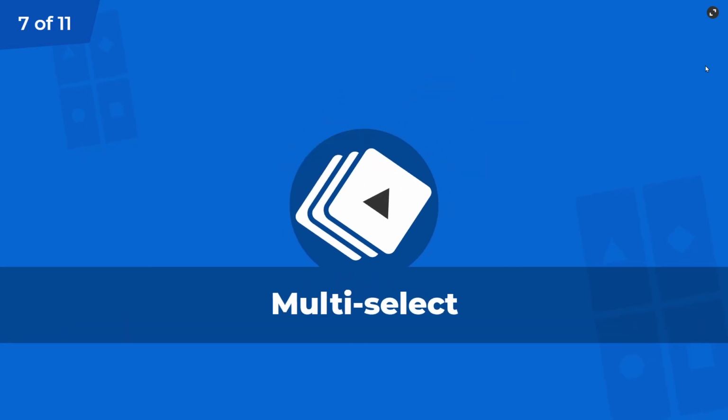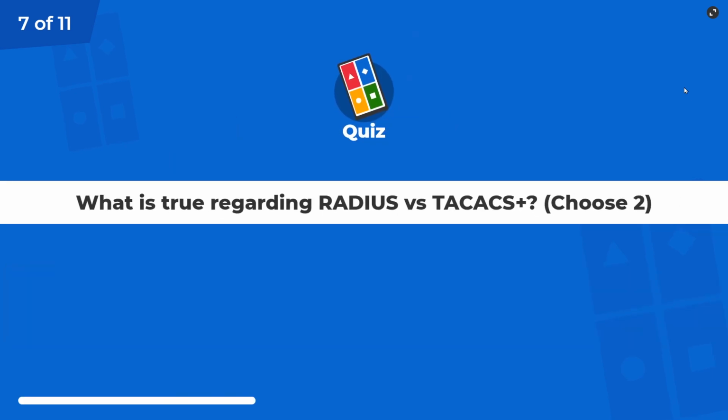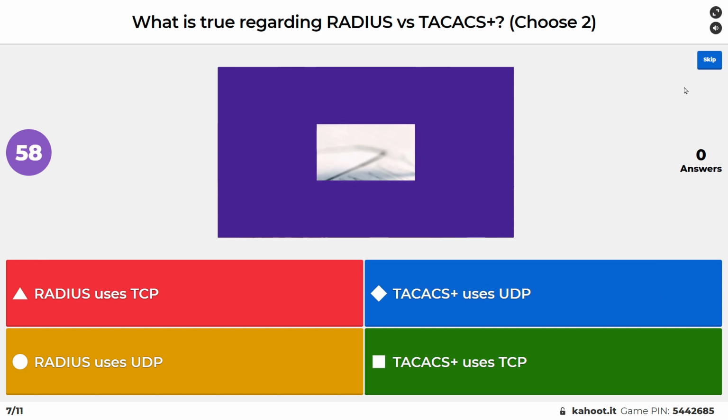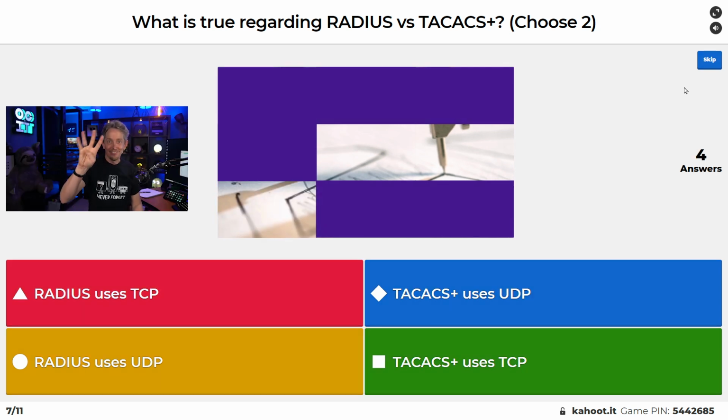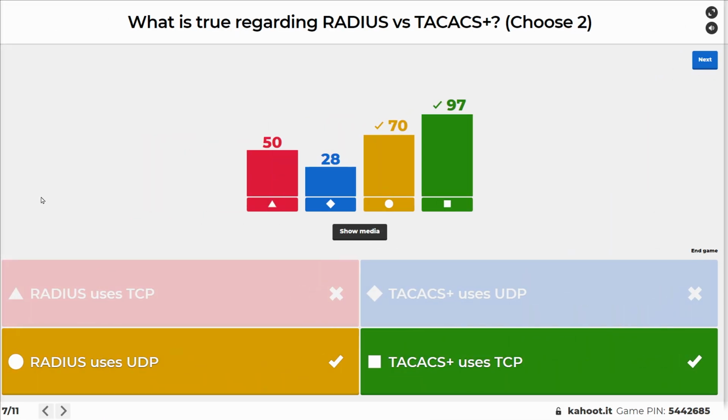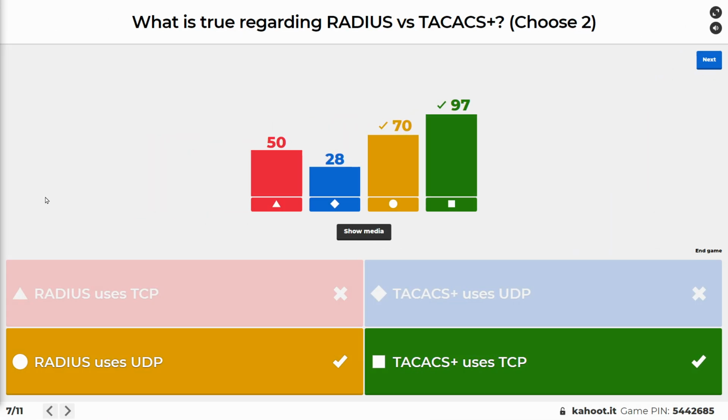Question 7 of 11. Oh my gosh, so good to have you here today. What is true regarding RADIUS versus Cisco's TACACS+? And that is how you pronounce that, by the way. TACACS. All right. Let's take a look at this.